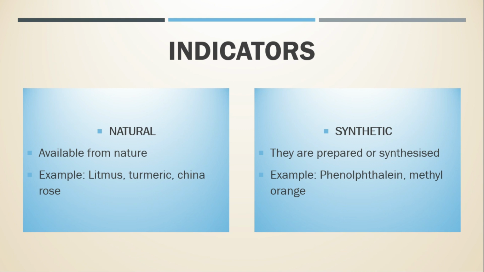We also discussed that indicators are of two types based on availability. We can classify them as natural and synthetic. Natural means those available directly from nature, and synthetic means those which are synthesized or prepared. Examples like litmus, turmeric, and china rose are all natural because they are directly available in nature. We don't have to prepare them. And synthetic ones are like phenolphthalein and methyl orange.